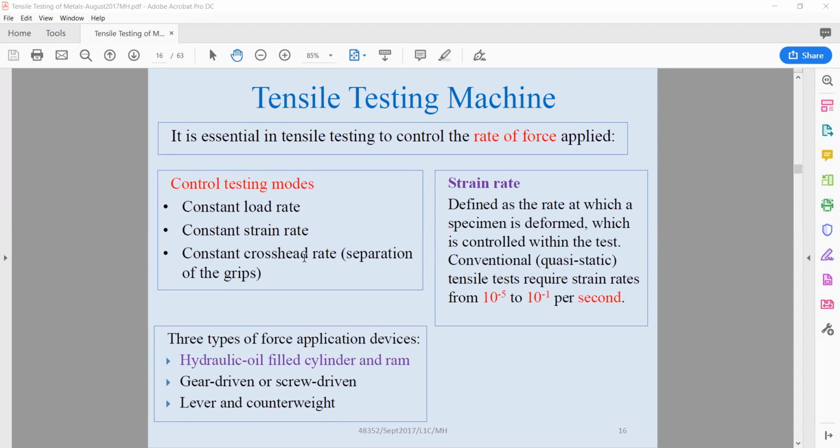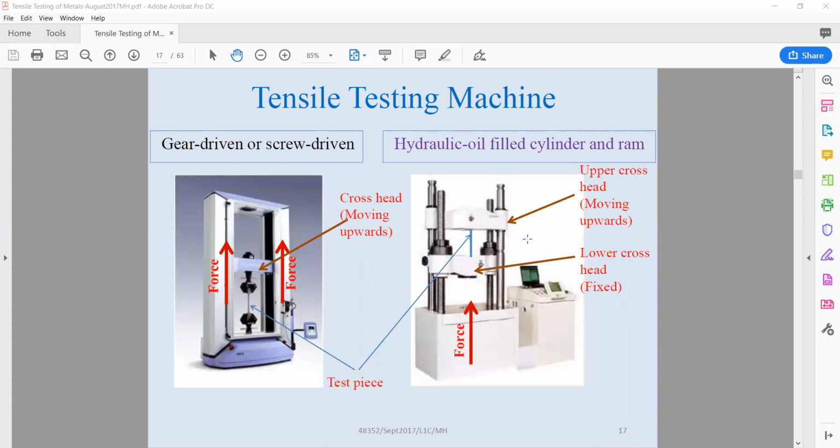But with cross-head rate, which is millimeter per minute or millimeter per second, you simply apply load at a normal, uniform separation rate of the test machine crossheads. You don't base it on the response from the sample. But with strain rate, you need to get a strain reading from the sample, then do the loading.